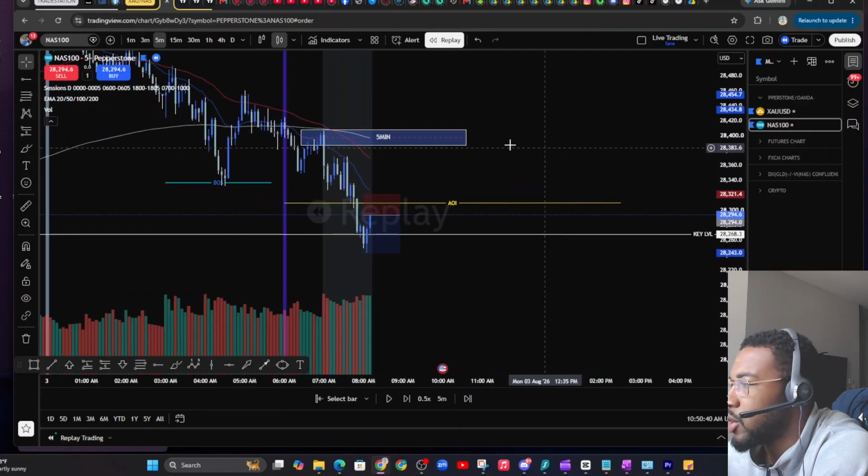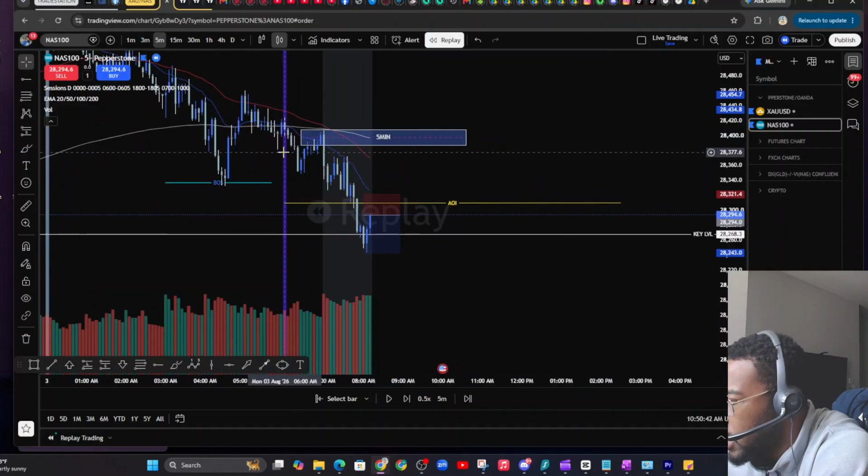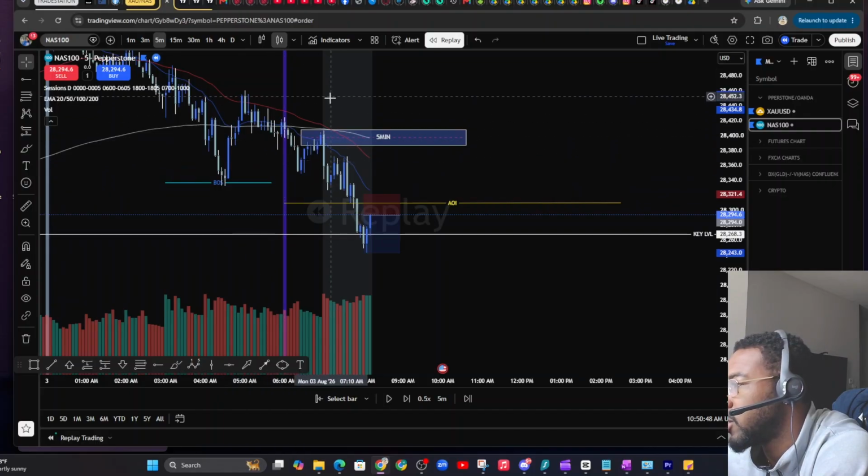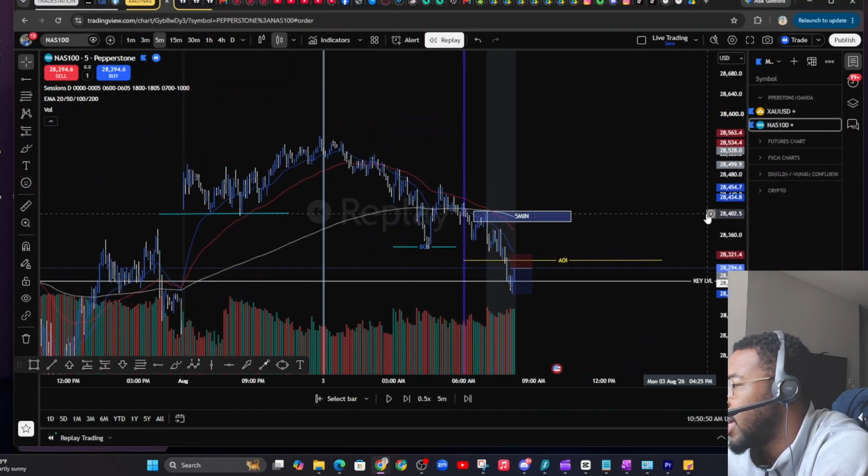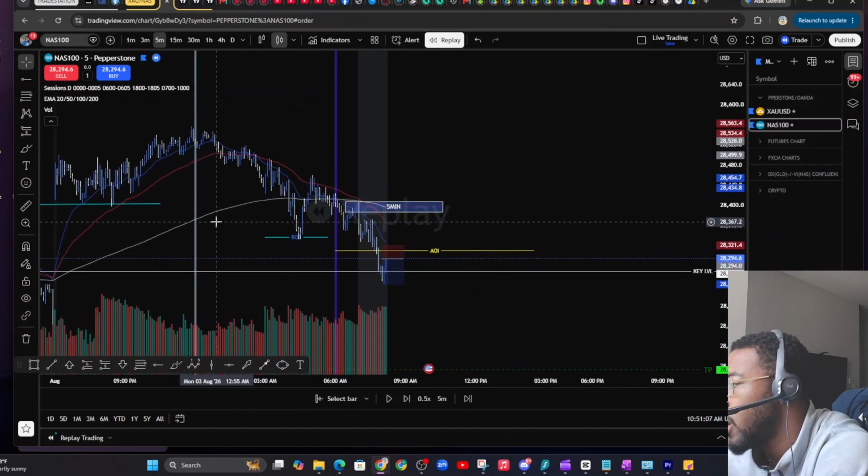So starting here Monday, this little purple line here is the 6 o'clock window. So this is the start of our New York session. As we can see from London, price has been dropping. It broke this level of structure prior to the London Open, right? So this was the Asian session low that it broke below.